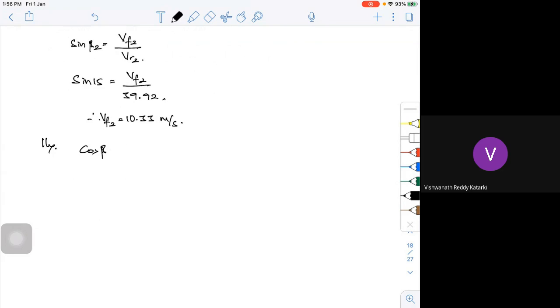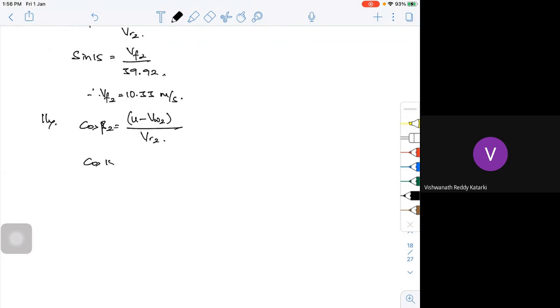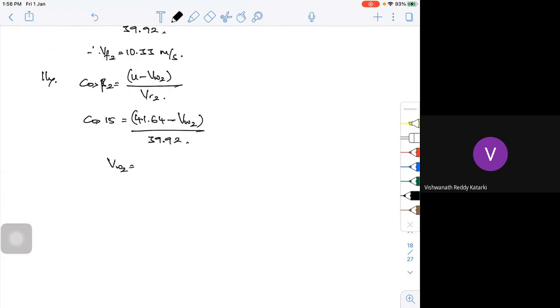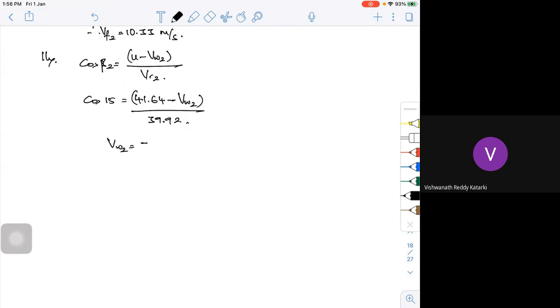Similarly, what is cos beta 2? Cos beta 2 is equal to the adjacent, that is u minus Vw2, divided by Vr2. So cos 15 is equal to 41.64 minus Vw2, which I am supposed to find, divided by Vr2, which is 39.92. So Vw2 is equal to 41.64 minus 39.92 into cos 15. If I do that, I am getting around 3.08, or roughly 3 meters per second.